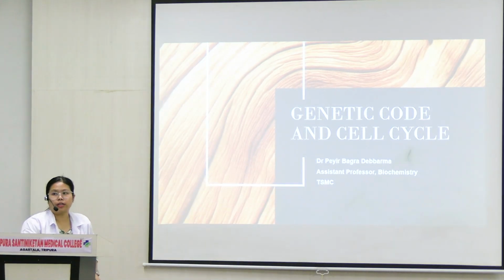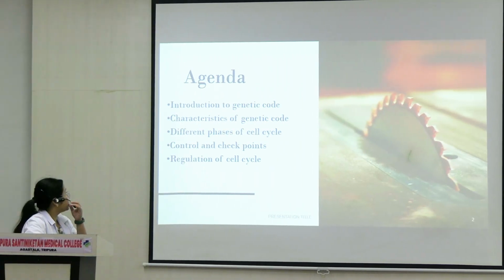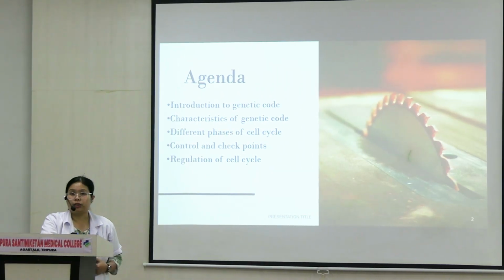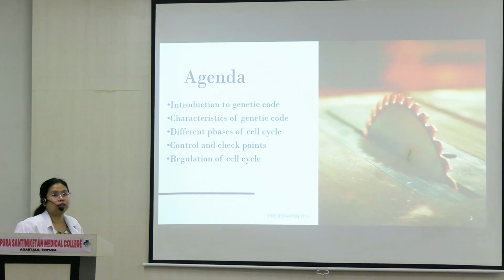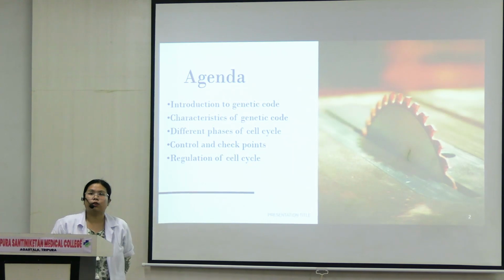So, two topics today: genetic code and cell cycle. In today's class, we'll be talking about what genetic code is, what the characteristics of genetic code are, what the cell cycle is, the different phases of the cell cycle, what checkpoints are in place to take care of those cell cycle activities, and how those checkpoints are regulated.